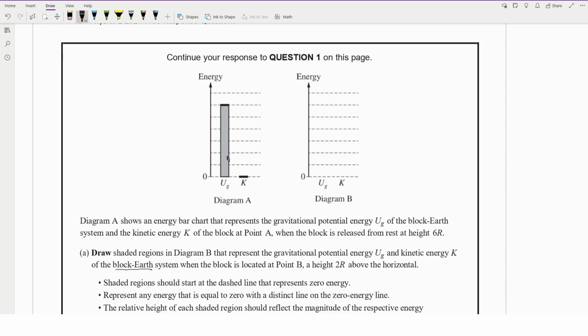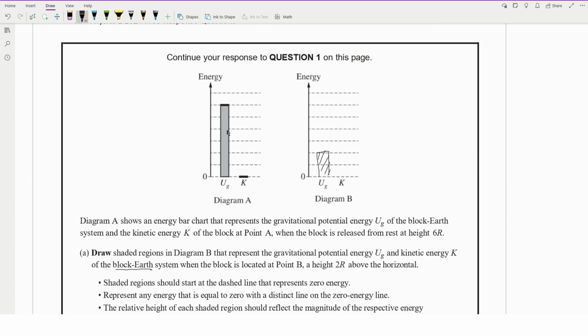So how many bars does this have? 1, 2, 3, 4, 5, 6. So if this is 6, 6 divided by 3 is 2. So the gravitational potential energy of the block at point B should be equal to 2 bars.